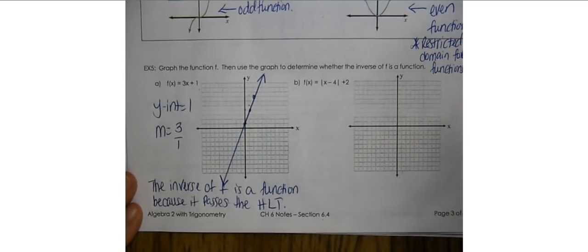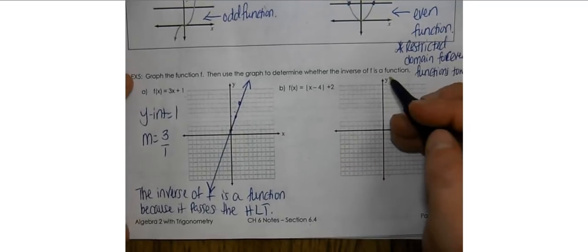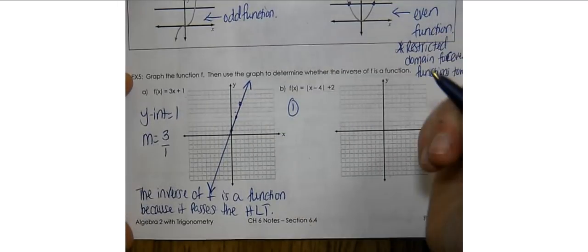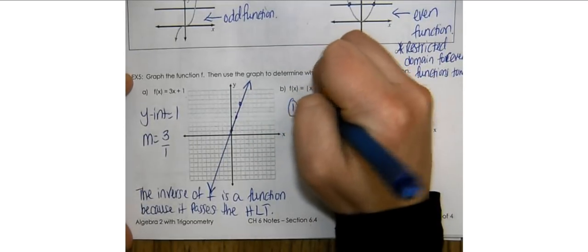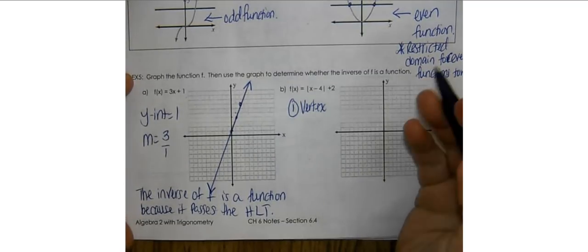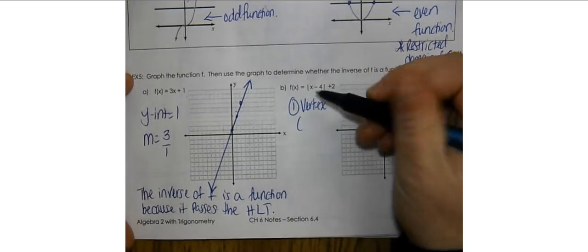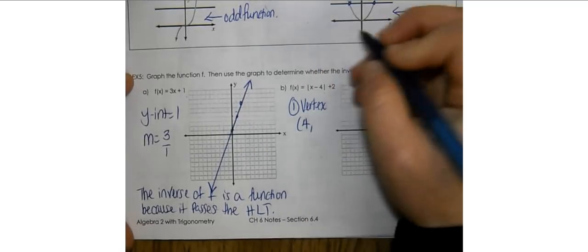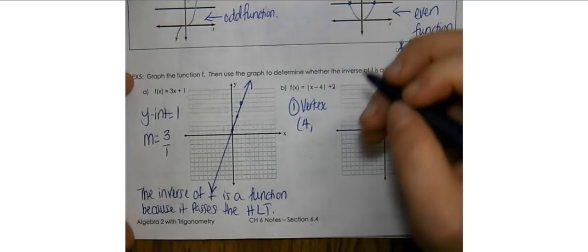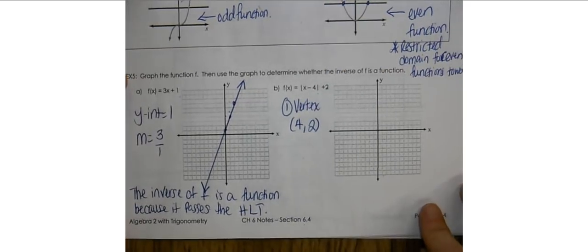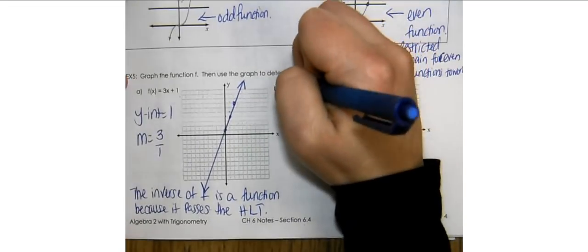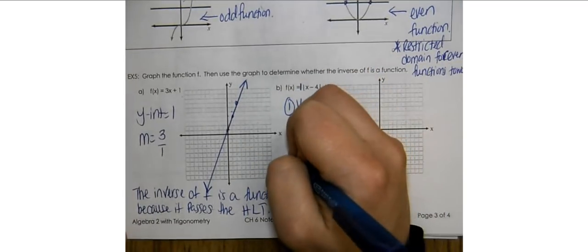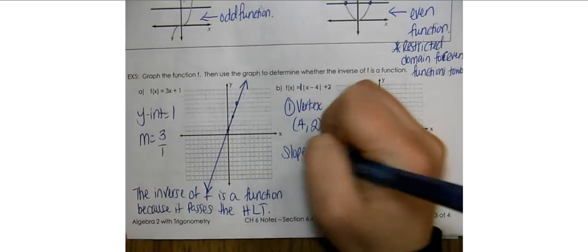Let's go ahead and look at letter B. For letter B, this is an absolute value function. The first thing you want to do whenever you graph an absolute value function is identify the vertex. The vertex is the opposite of what you see inside. So the opposite of -4 is +4. And exactly what you see outside. So that's a +2. Then the slope of the right-hand side is your A value, and that's going to be a 1.